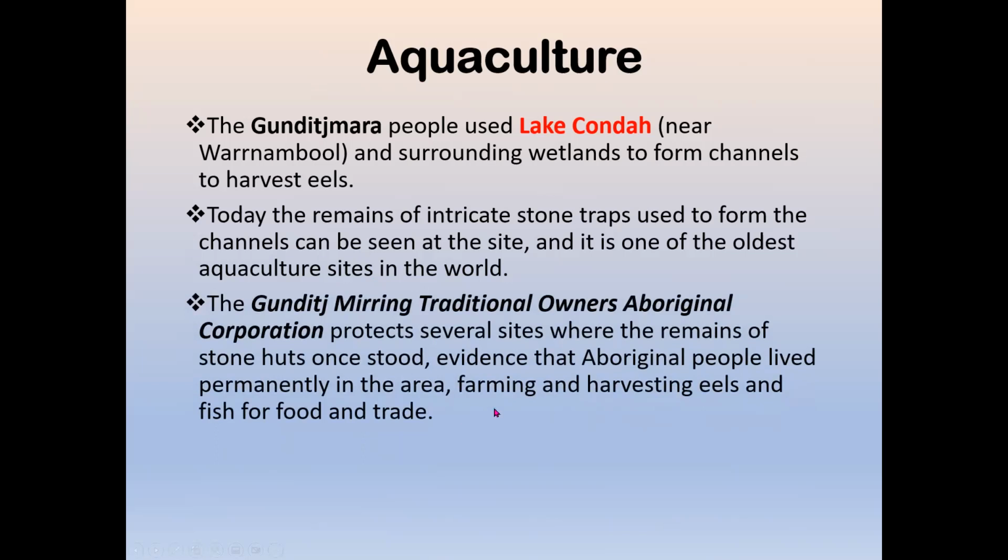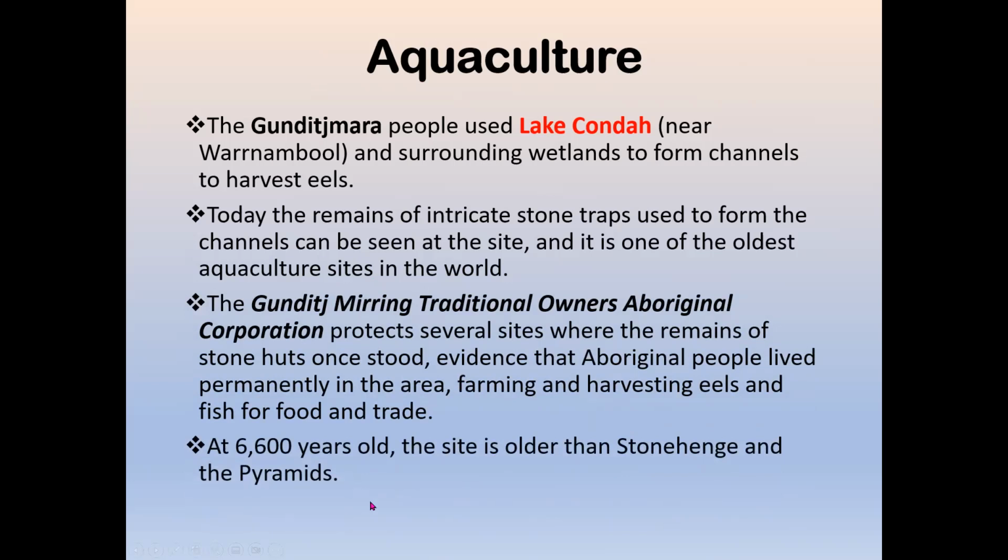This corporation, the traditional owners, they protect these sites, and where they lived, where they farmed, they harvested, they had food, and then they also had excess food. So they traded the excess food for other things that they didn't need to make, but other people did. So 6,600 years old. The site is older than Stonehenge and the pyramids. And you can see it today.